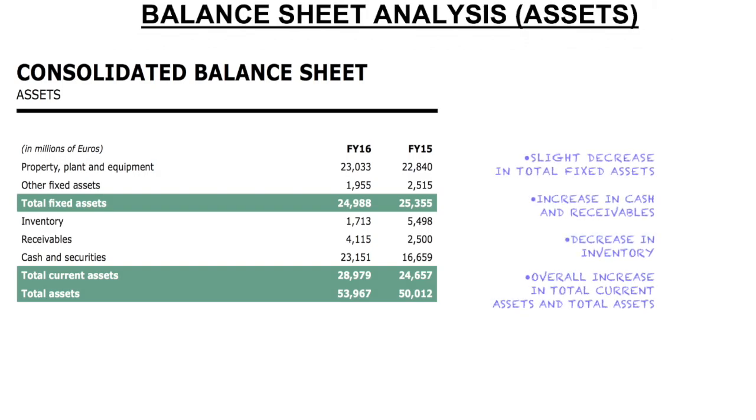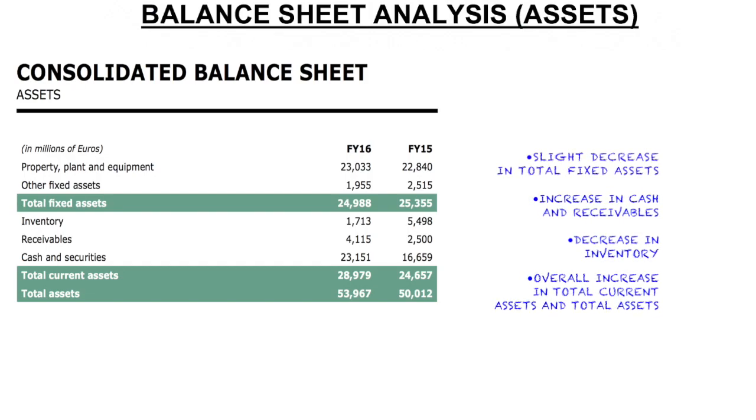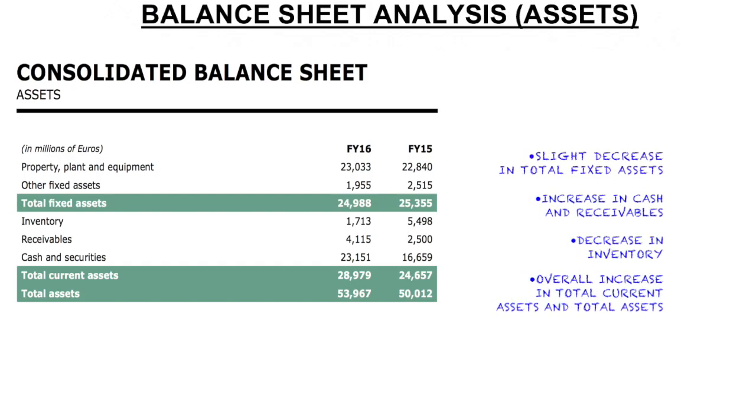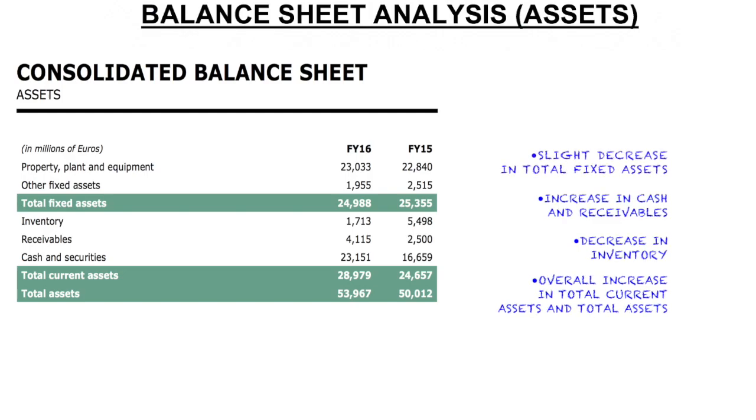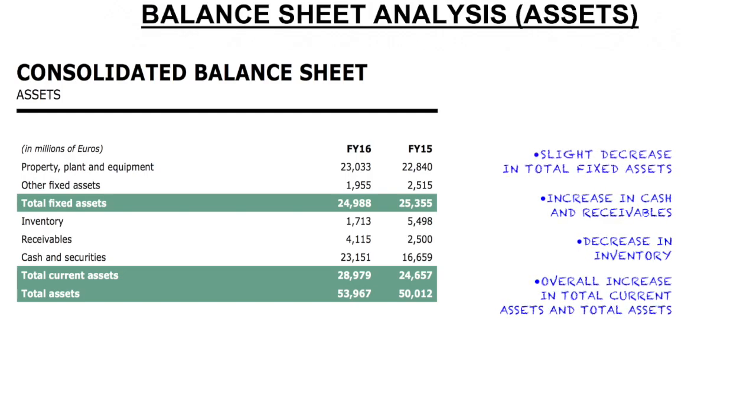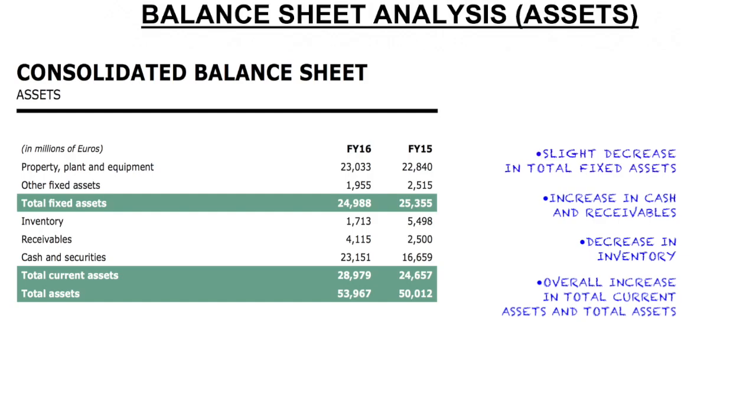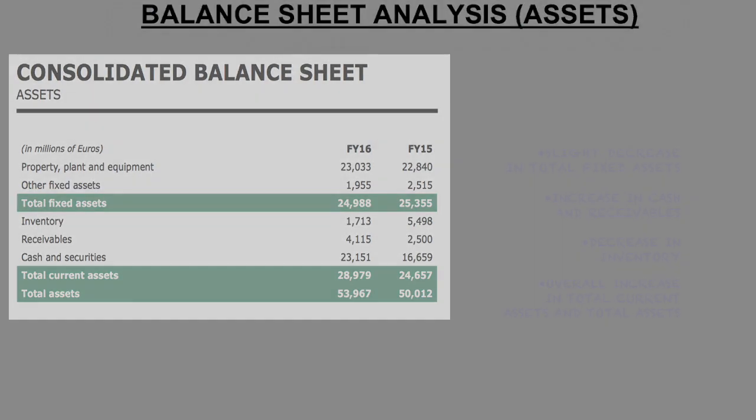It can be seen that the total amount of fixed assets did not change so much from 2015 to 2016, which makes sense since these are meant to be used over a long period of time. IKEA has also had a noticeable increase in cash and receivables, which is a good sign as they are making more sales in 2016 than 2015 by 2.6 billion euros.